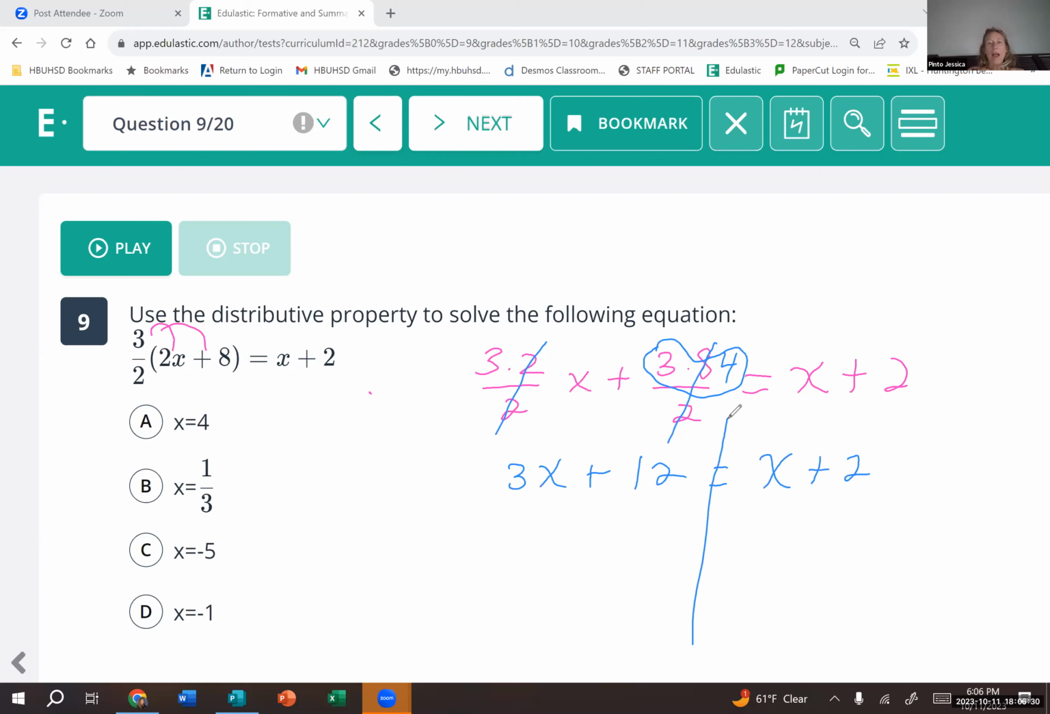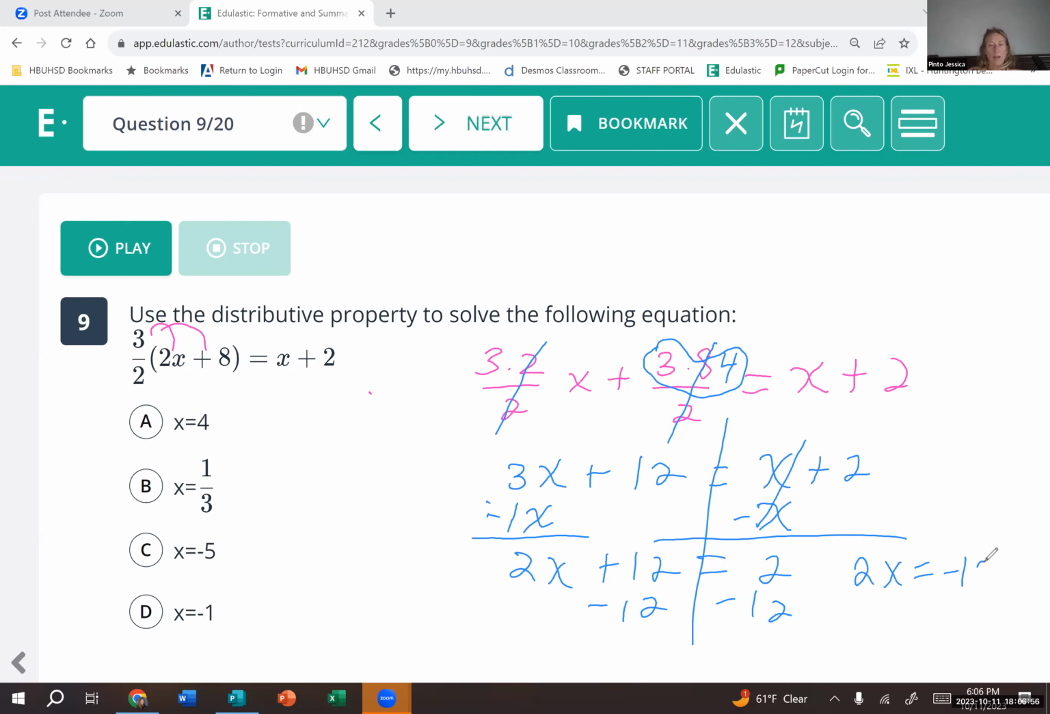So now I have x here and I have x here. So I'm going to get rid of this x because it's smaller. And I'm going to remind myself that that's 1x. And that's going to give me 2x plus 12 equals 2. Subtracting the 12, I'm going to get 2x is equal to -10. So we're going to get -5 as our answer for this one. So really good. Just be careful with your fractions. Go left to right. Yeah, it should be fun.